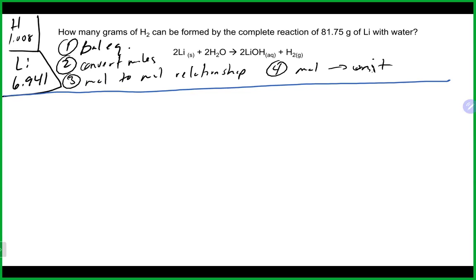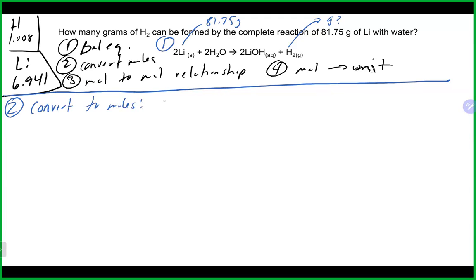Okay, let's take a look and see. So again, trust me when I tell you, just follow these 4 steps and you should get to the answer, hopefully. In this case, we're starting with grams here of lithium, 81.75 grams. And we want to know how many grams here of our hydrogen we're going to get to. So first things first, we want a balanced equation, which obviously was done in the previous part of the problem. So we're good to go. Number 2, you want to convert to moles.